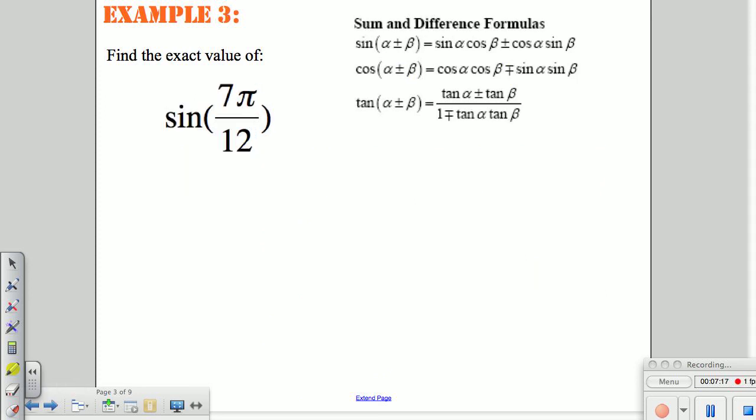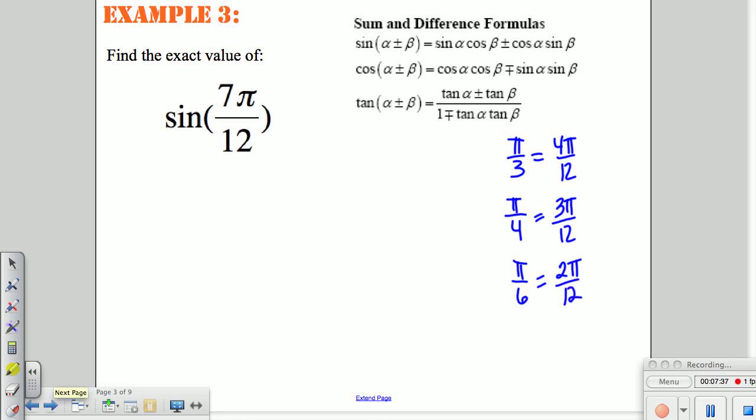Let's look at the next example. The sine of 7 pi over 12. Let's think back for a minute to what we just had on the side here. Pi over 3 was 4 pi over 12. Pi over 4 was 3 pi over 12. And over here we had 2 pi over 12.